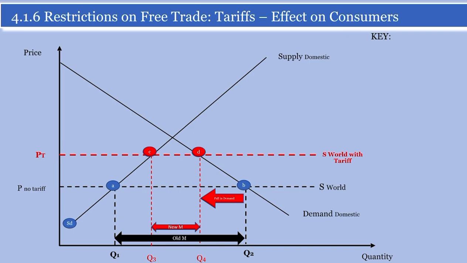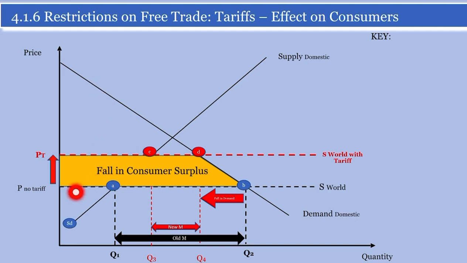Consumers. Okay. There's an increase in the price for the consumer. So therefore, there's a fall in the consumer surplus by this area here. So before the tariff, the consumer surplus was this big triangle here, the difference between what they were willing and able to pay for the good and what they had to pay, which is down here.